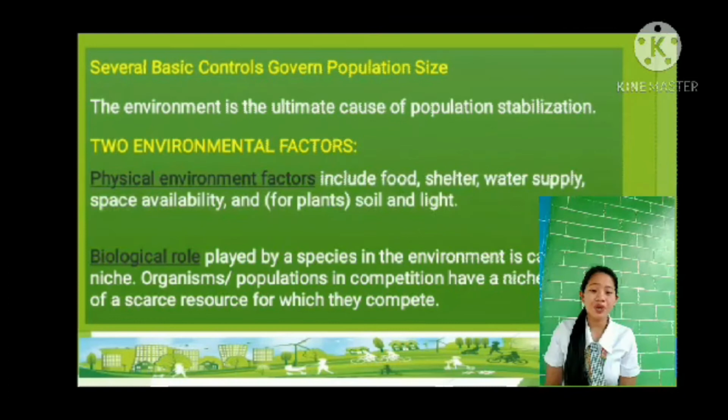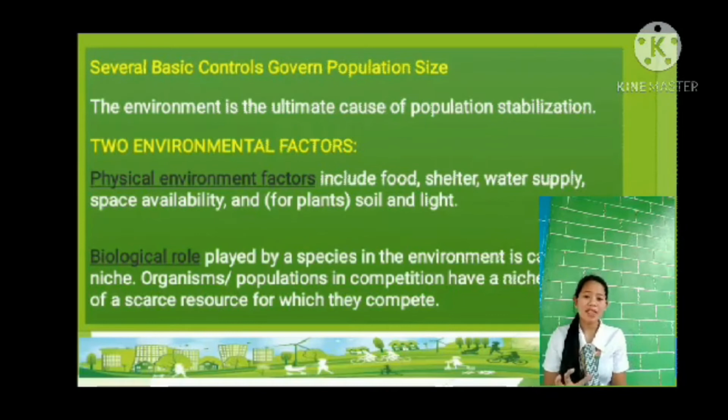Several basic controls govern population size. So what governs the population size? The environment is the ultimate cause of population stabilization. Because everything relies on the environment, the stabilization depends on the environment. So physical and biological environment are two factors that control or govern the population size.